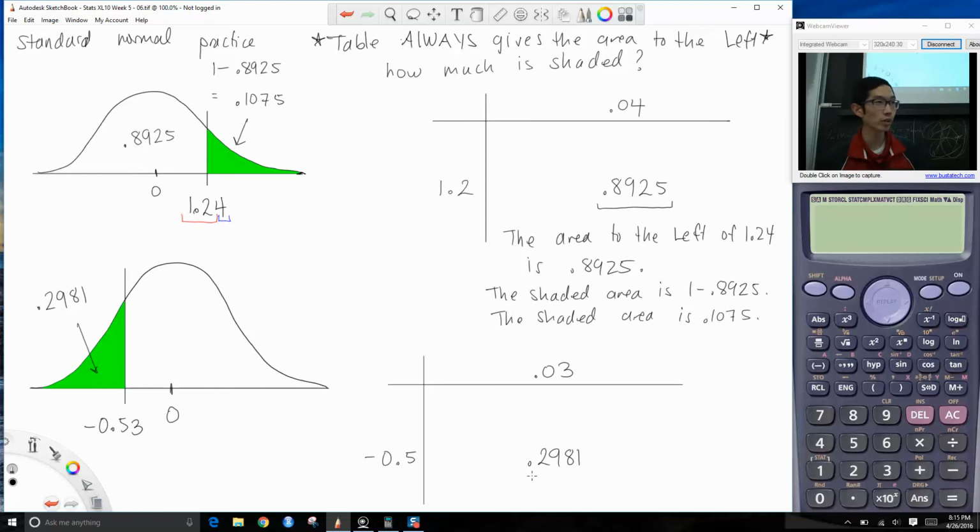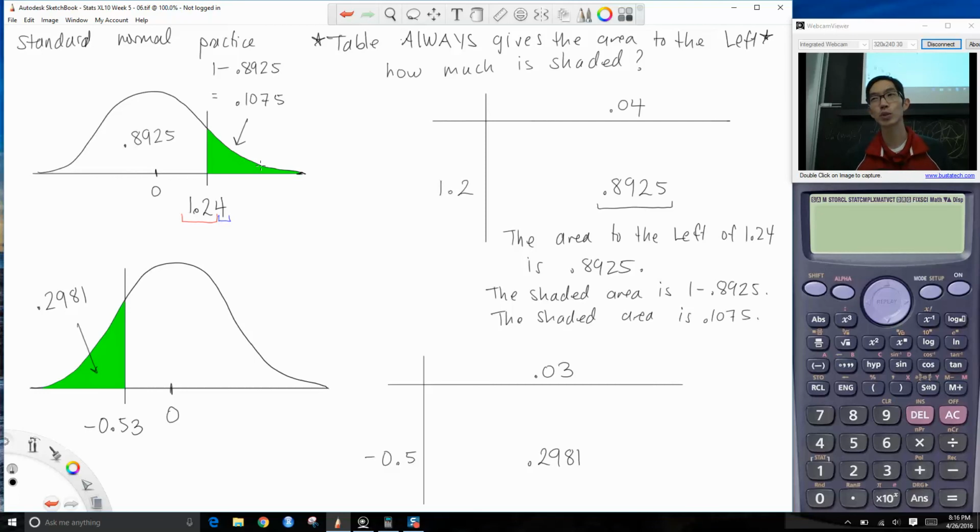No, you always have to look at the picture, okay, and say, am I shading to the left or am I shading to the right, okay? If I'm shading to the left, I take the value that the table gives me, because the table always gives me the area to the left. But if I'm shading to the right, I don't take the value that the table gives me. I subtract that value from 1, and I get the area to the right.